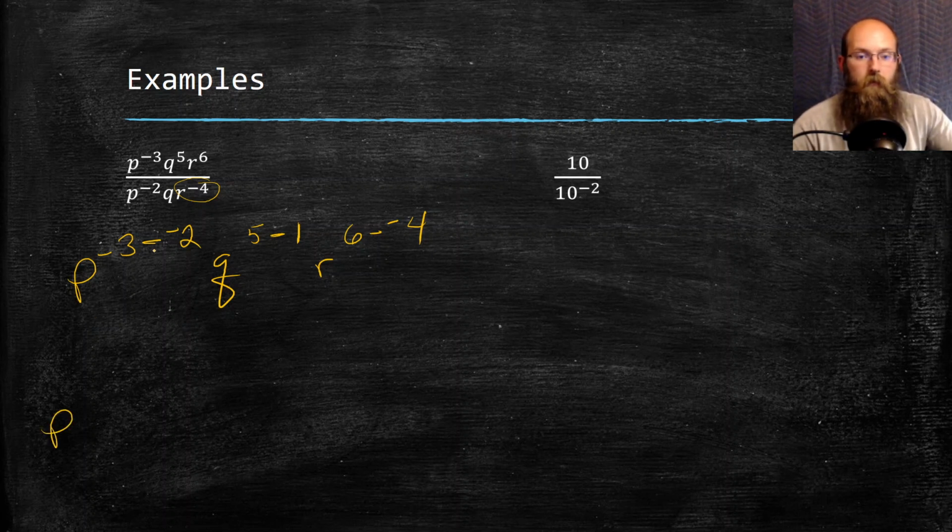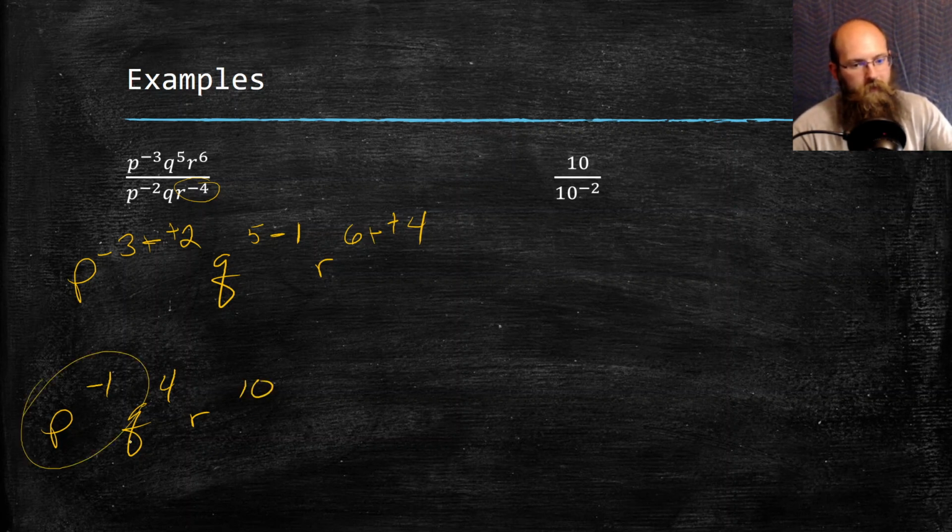p, negative 3 minus a negative 2, double negatives, I get a negative 1. q, I have a 5 minus 1, that gets me 4. And then r, 6 minus a negative 4. Double negatives again, that gets me a 10. We're almost done. I actually don't like that this one's negative. I usually like it to be positive. So I'm going to have to move that down to the bottom.